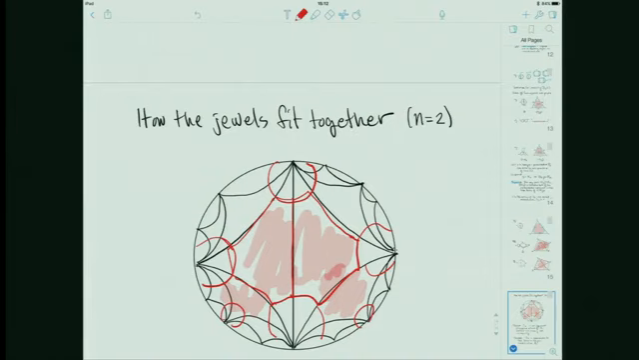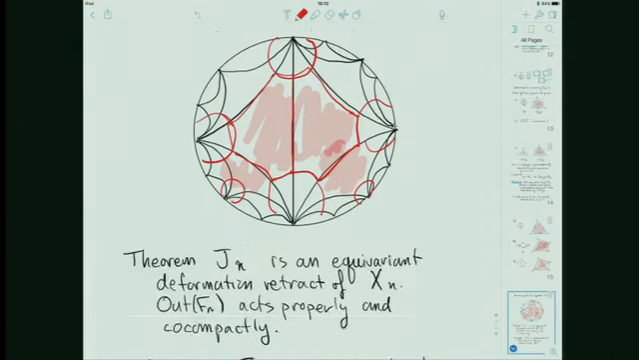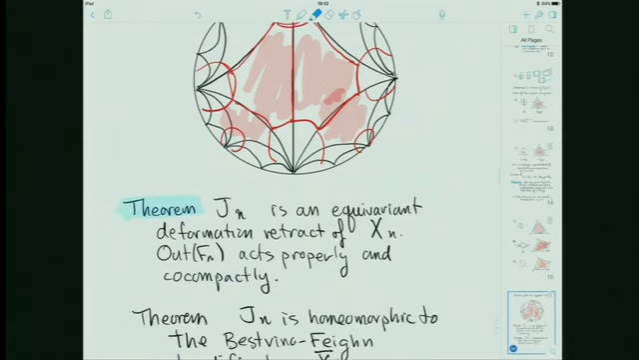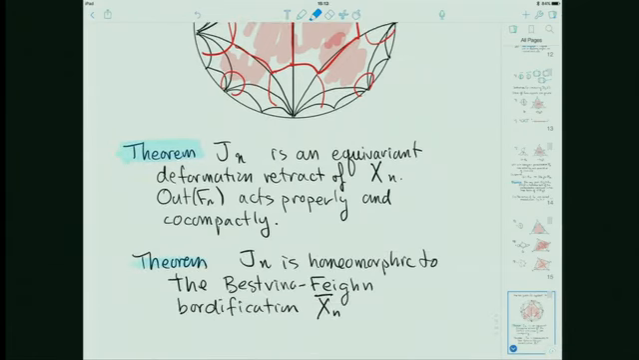Right. And the theorem is that this is an equivariant deformation retract of outer space, and Out(Fn) acts properly and cocompactly. Properness is no problem. Cocompactness is also no problem. So that's exactly what I wanted. And then there's another theorem that shows that this is actually homeomorphic to the Bestvina-Feighn bordification. To explain that, I would have to tell you what their bordification is, but I'm not going to do that.